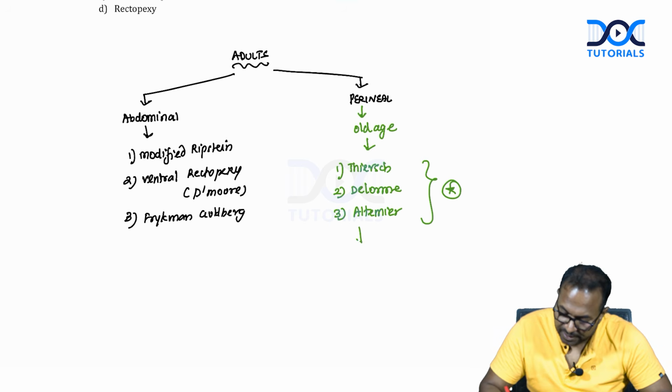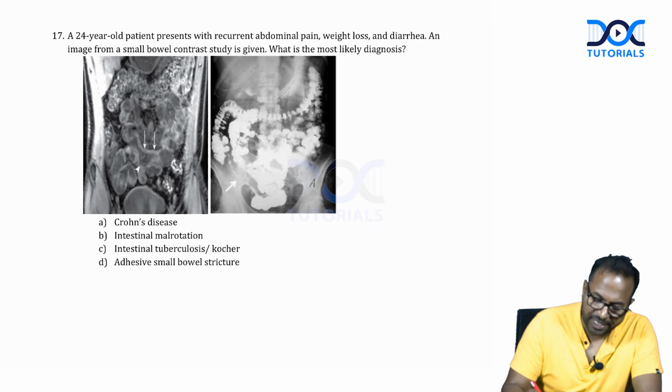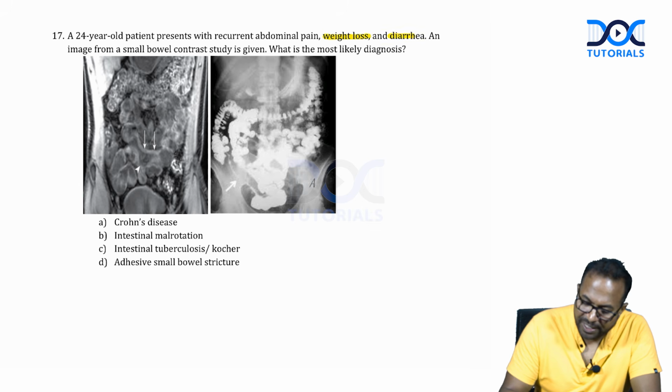Perineal surgeries have a high recurrence. High recurrence is seen in perineal operations. Just remember these names. A 25-year-old patient comes to you with recurrent abdominal pain, weight loss and diarrhea.